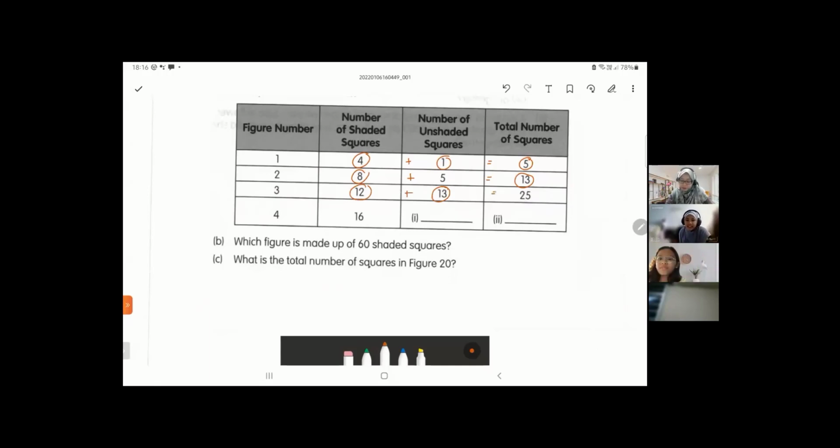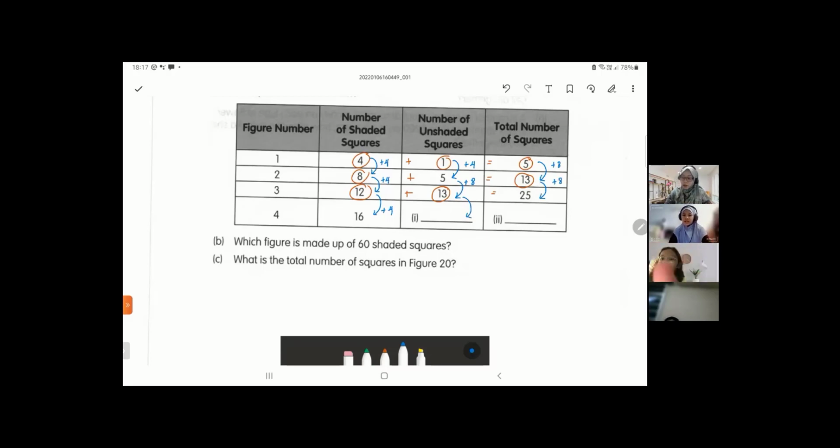Okay, now, what is the pattern? There's always a pattern, okay? From 4 to 8, it's plus 4. 8 to 12, it's plus 4. 12 to 16 is plus 4. Can you see? Okay. Now, number of unshaded is 1 to 5. 5 to 13 is plus 8, sorry. So, if you notice, this one will plus something. Later you figure it out. From 5 to 13 plus 8. 13 to 25 is plus 8.